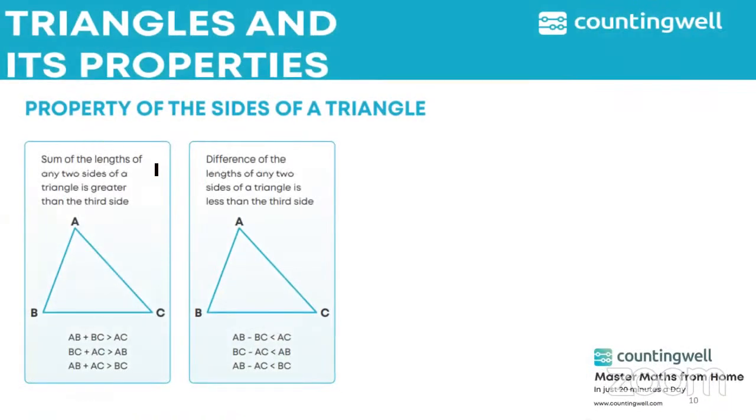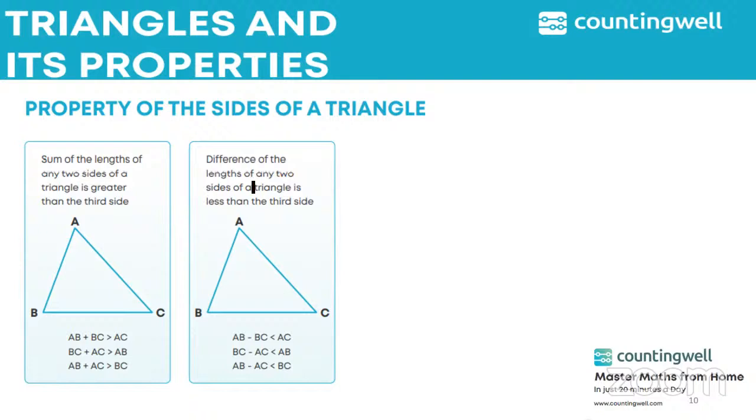Let us see the property of the sides of a triangle. The sum of the lengths of any two sides of a triangle is always greater than the third side. That means the sum of AB and BC will be greater than AC. Then BC plus AC will be greater than AB. AB plus AC will be greater than BC.